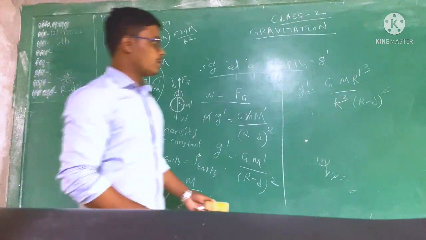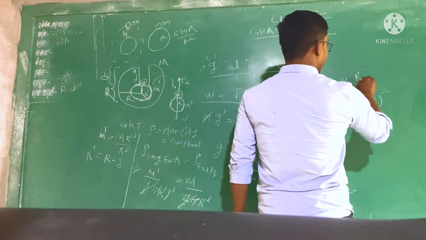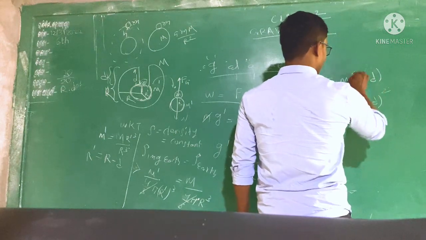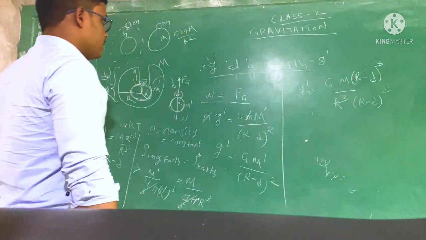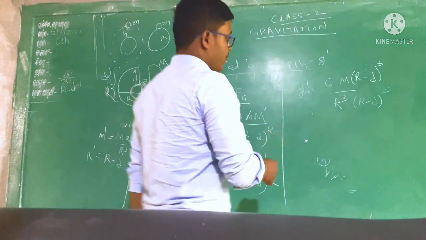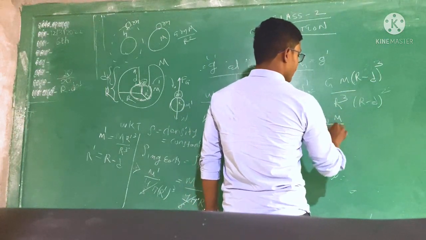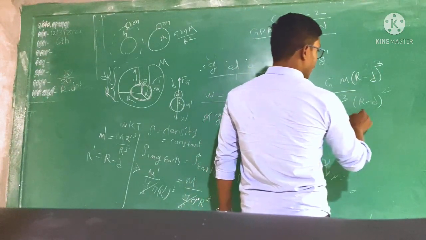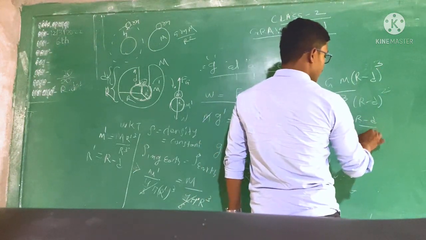Okay, so if you substitute the R dash value here, that will be capital R minus d whole cube. Again, what is the value of G M by R square? We can write this R cube as G M by R square, and here square and here cube. So that we will cancel, R minus d by R.